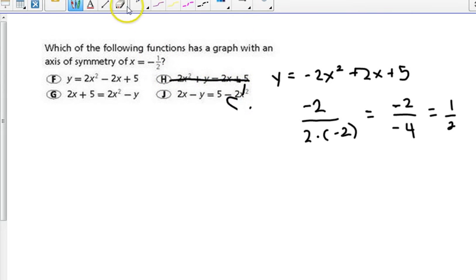Oops, but you would need to do a similar thing for these other problems. Get the y value by itself, here it is already by itself, and then use the equation that we just talked about to find the axis of symmetry.